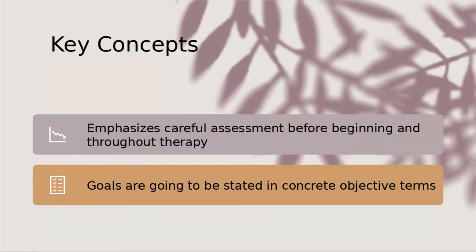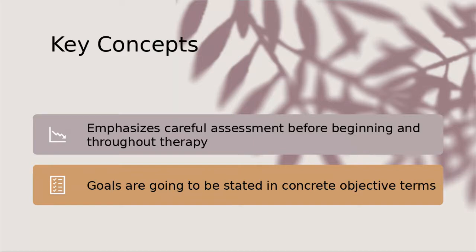There's an emphasis on careful assessment before beginning and throughout therapy. So if you're looking for behavior change, you have to get a baseline measure of behavior. You have to know the level of the behavior before intervention starts. And then throughout therapy, you're going to continue to assess and evaluate that behavior to see if the behavior is in fact changing. And goals are going to be stated in a concrete, objective way.